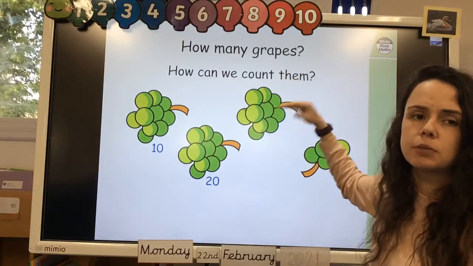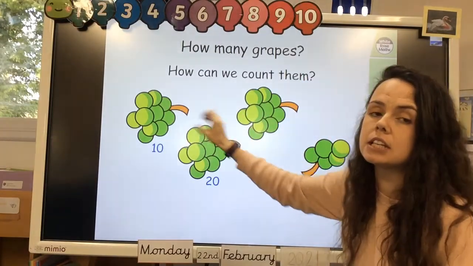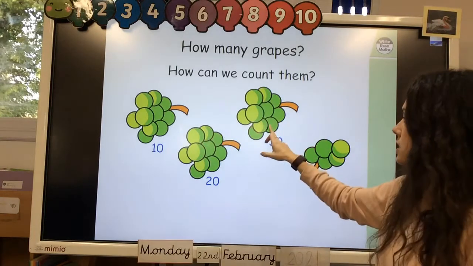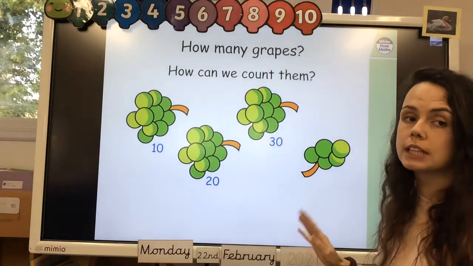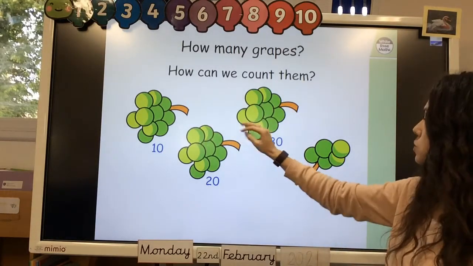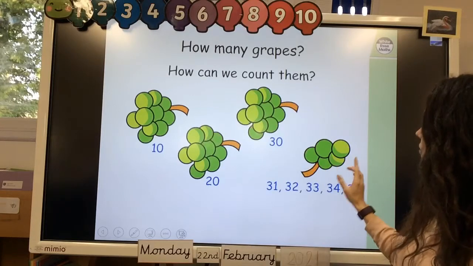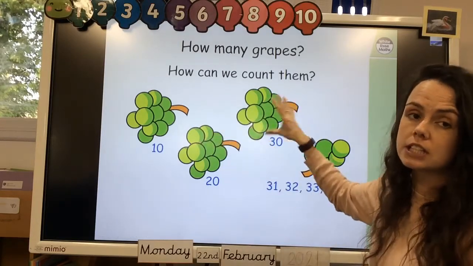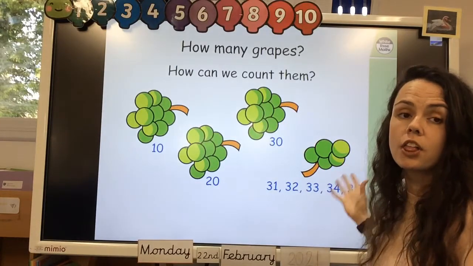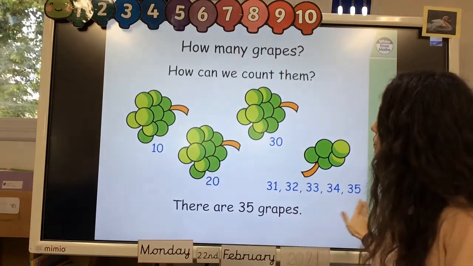What comes next? Can you remember this earlier when we counted 10, 20, 30, 40? 10, 20, 30. Now, is there 10 grapes here? No, there's not, so let's count them. So 10, 20, 30, 31, 32, 33, 34, 35. 10, 20, 30, and then these 5 grapes makes 35. There are 35 grapes in total.